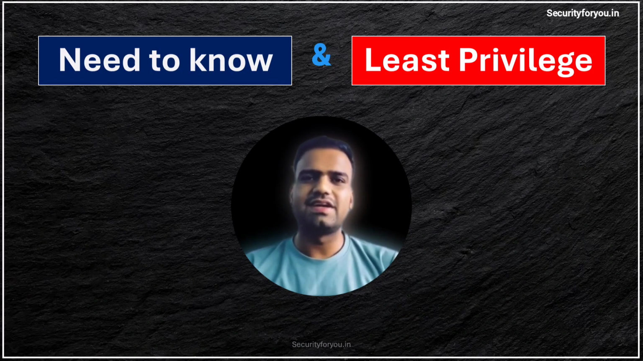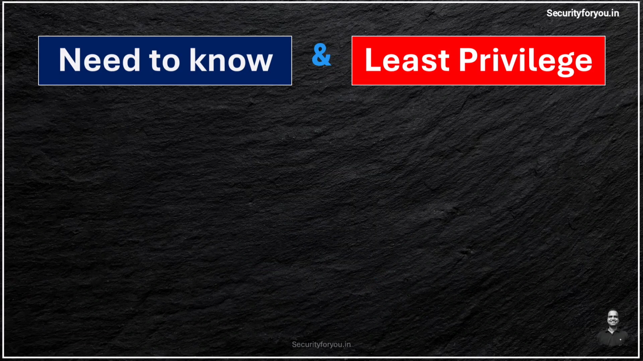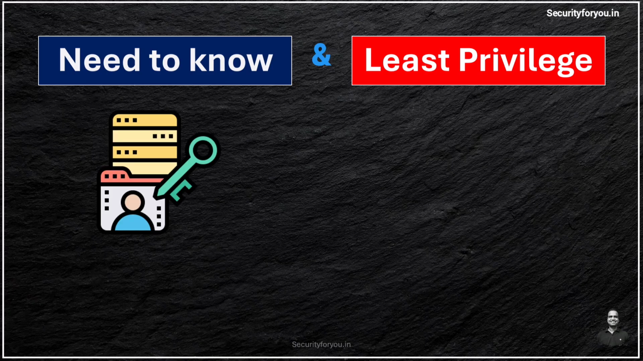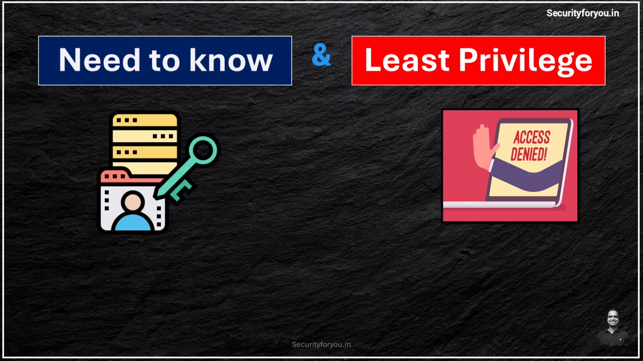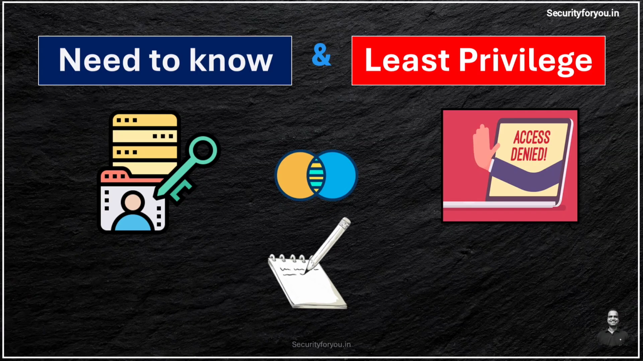So, today we will talk about two of the most important principles in information security, which is need to know and principle of least privilege. Even though they are often mentioned together and sound similar, they are not the same. So, without wasting any time, grab your notepad and let's understand the difference.